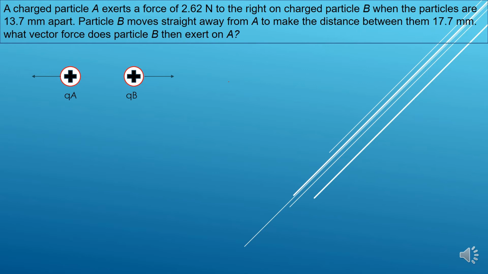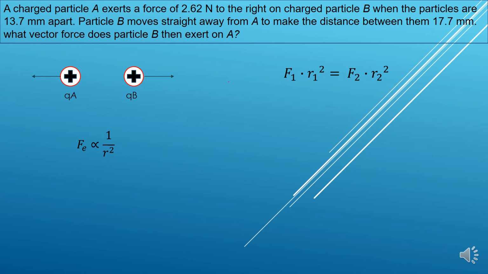We know from Coulomb's law that the electrostatic force between two charges is inversely proportional to the distance between the charges squared. And one way of writing that idea is to say that the initial force times the initial distance between the charges squared is equal to the final force multiplied by the final distance between the two charges squared.